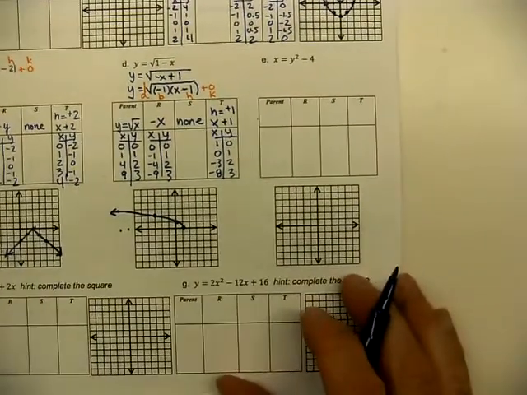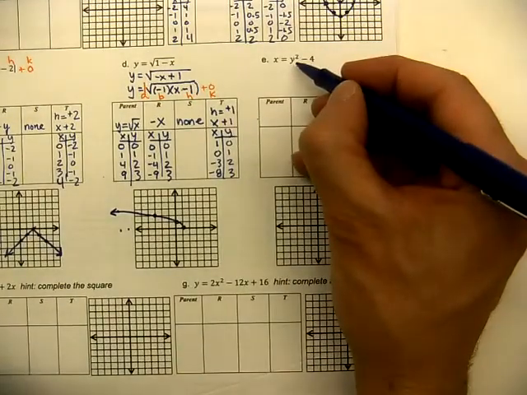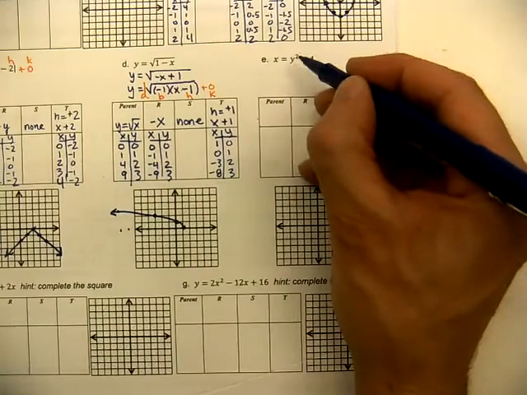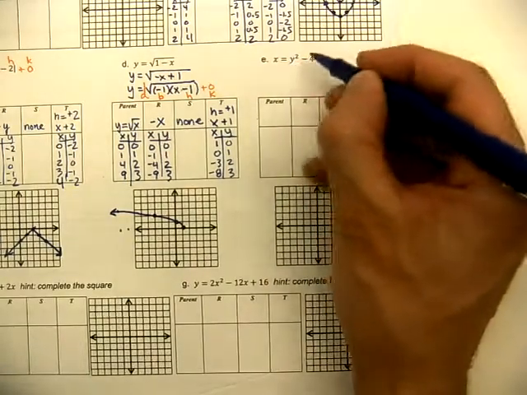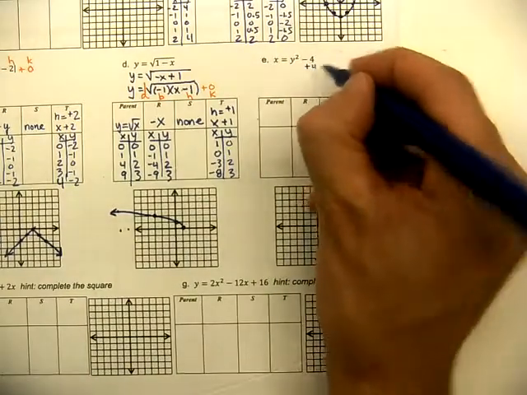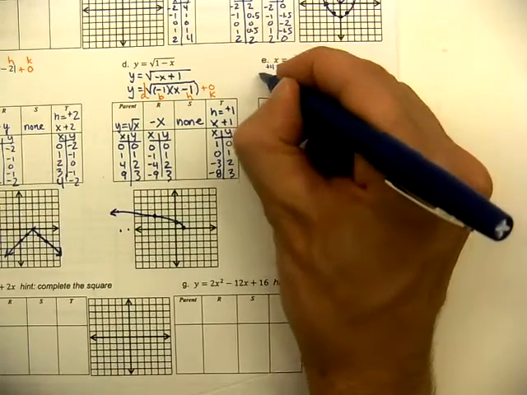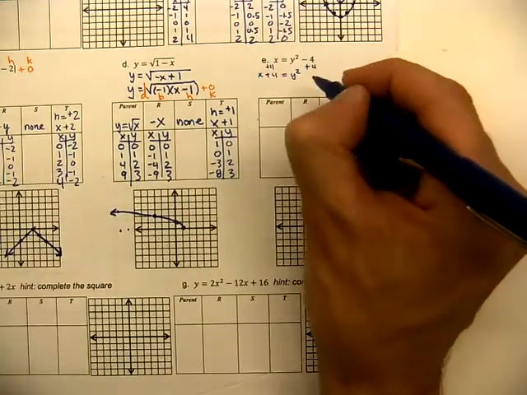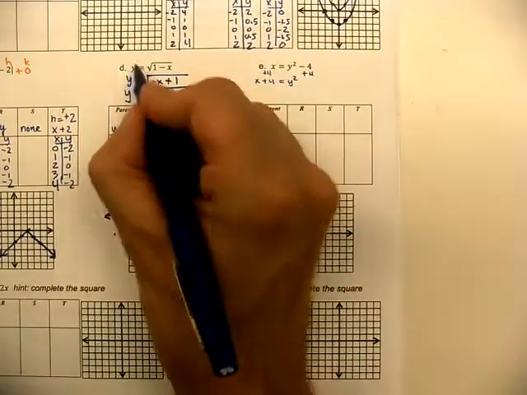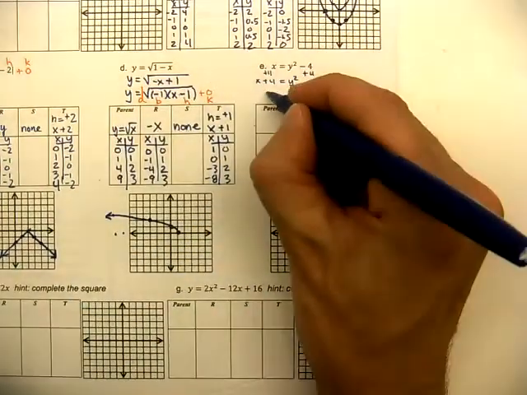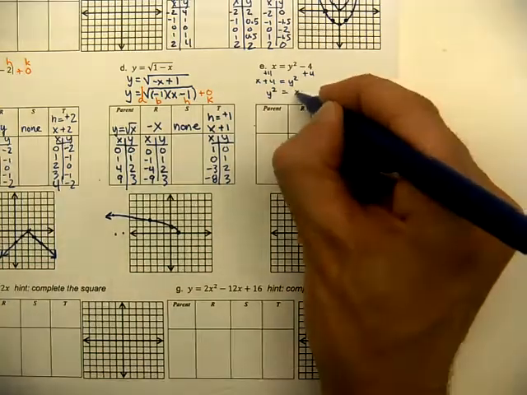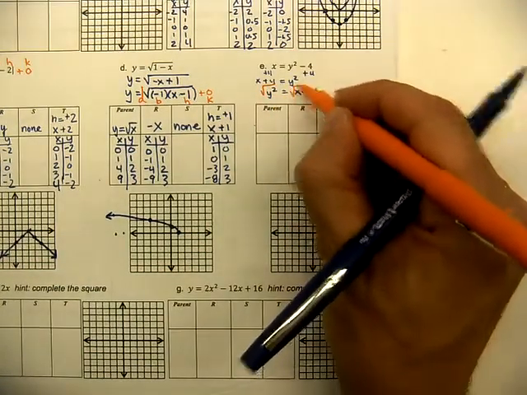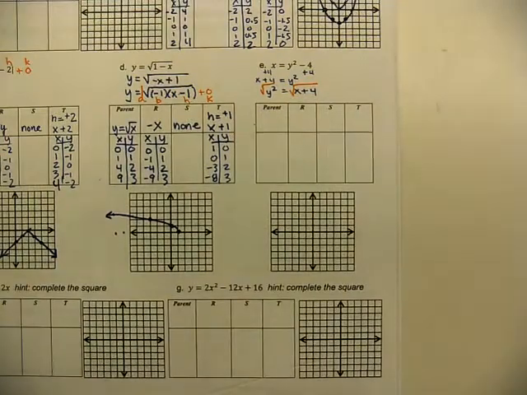All right, take a look at part E. Notice y is not by itself. So we have to get y by itself first. I need to shuffle some things around. I'm going to add 4 to both sides, so I have x plus 4 equals y squared. But if we want y to be on the left-hand side, we can just flip-flop the equation around. So y squared is on the left, and x plus 4 is on the right. And we want to take the square root of both sides, so we can have the square root function.